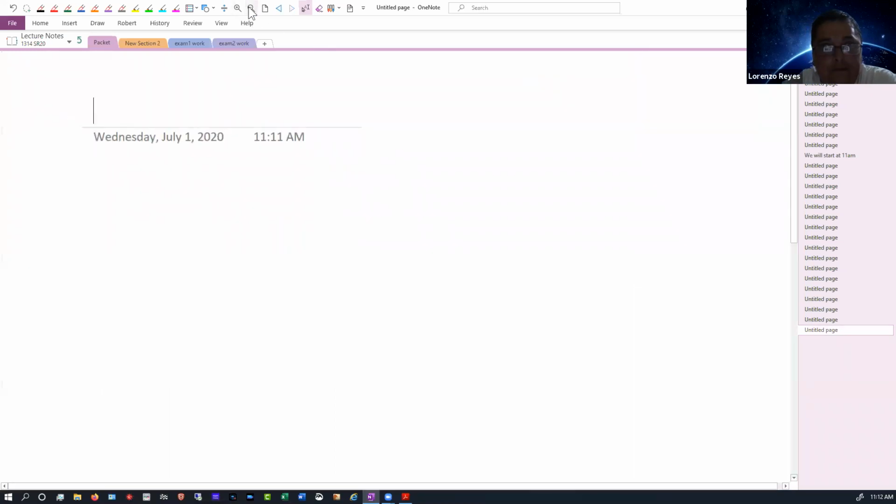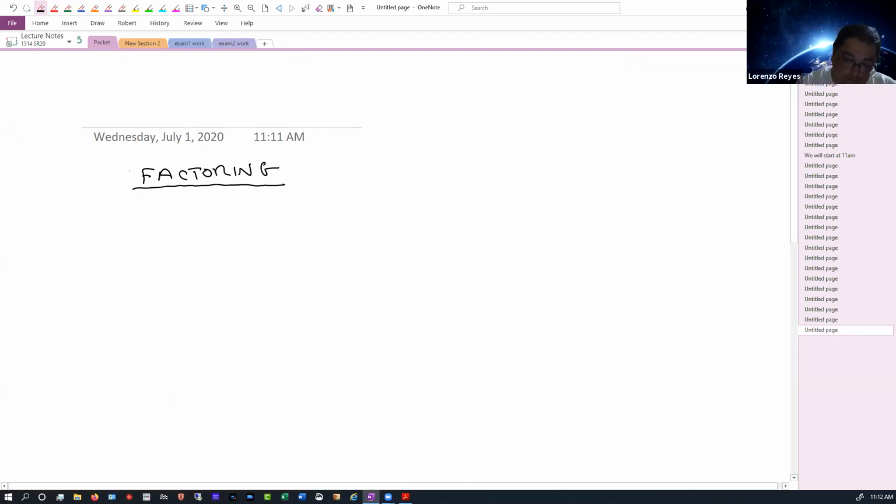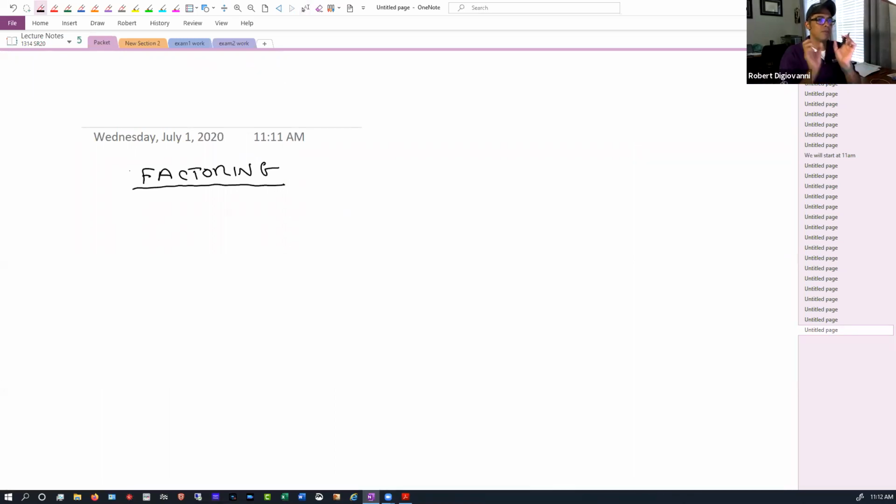Okay, so let's talk about factoring. We've already actually discussed factoring just a little bit. Remember when we did GCF, greatest common factor? So the whole idea behind factoring is taking an expression and changing it from additions and subtractions to some sort of multiplication. So just to remind you, let's do a very simple example.